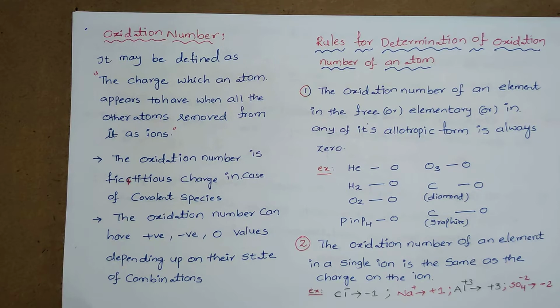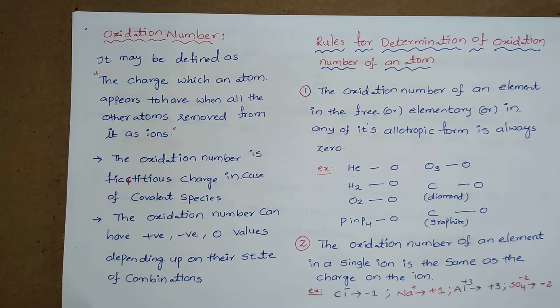This oxidation number is not always positive, and not always negative. It may be positive or negative or zero, depending upon the state of combination. By combining with certain elements, it may show a positive oxidation state. By combining with other elements, it shows a negative oxidation state. Sometimes it might be zero also. That's why the oxidation number or state may be positive or negative or zero, depending upon the state of combination.